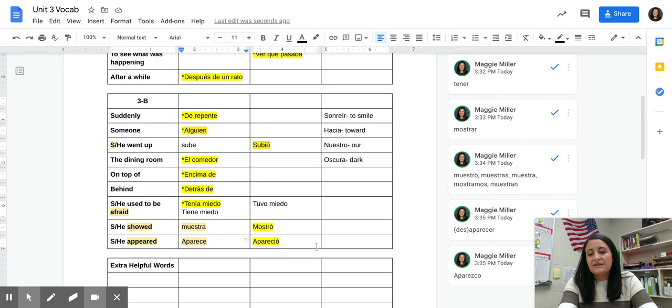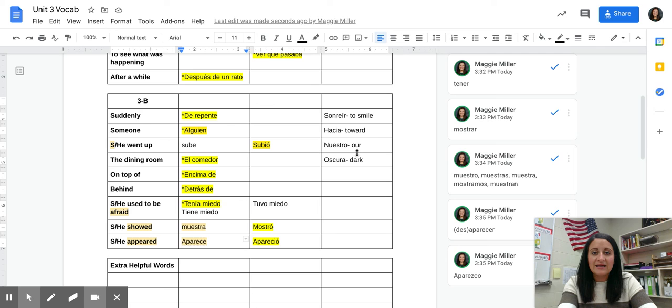So those are the meat words from 3B. Then we have a few extra words over here. Those are pretty easy though. Sonreír means to smile. We knew that one pretty well. Conjugated form is sonríe. That's he or she smiles, so you've probably seen that. The next one is hacia. Hacia means toward, like I walk toward the office.